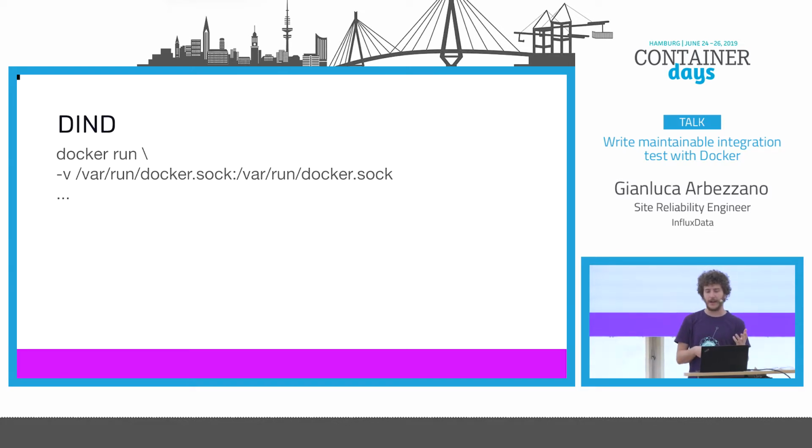Travis CI, Circle CI, Jenkins do that as well. You can configure it to share the Docker volume inside the container. You run the container, run the test inside the container, you destroy the container, and everything goes away.